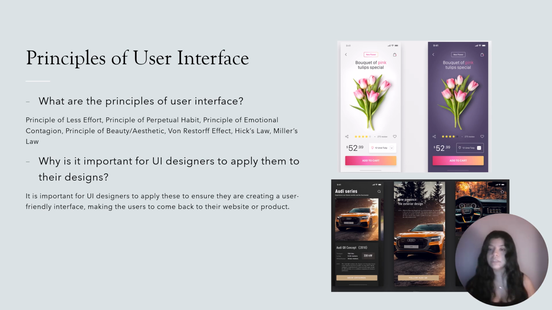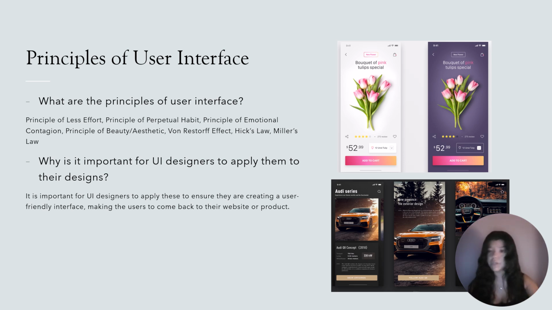And we have an example of this on our right. The top image, they're both the same pictures, but the one on the right just looks more aesthetically pleasing compared to the picture on the left. And that just makes users want to go to the design on the right compared to the one on the left. And then the image on the bottom, that one's just really aesthetically pleasing and it makes you want to read the information and makes you want to have this car. So those are just some examples of the principle of beauty slash aesthetic.